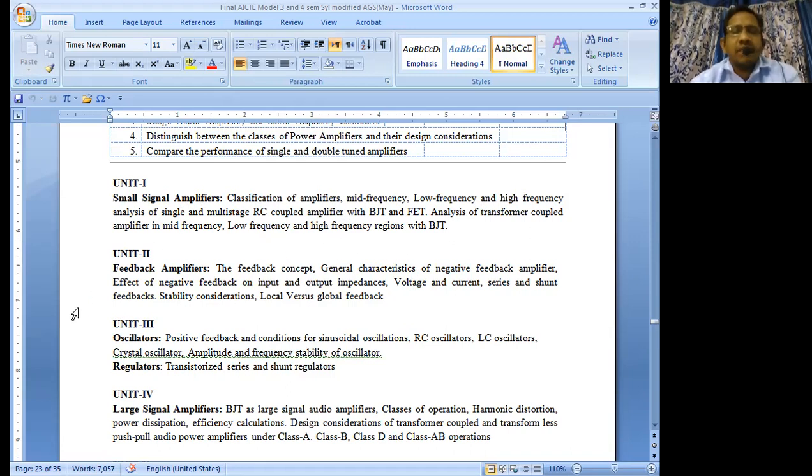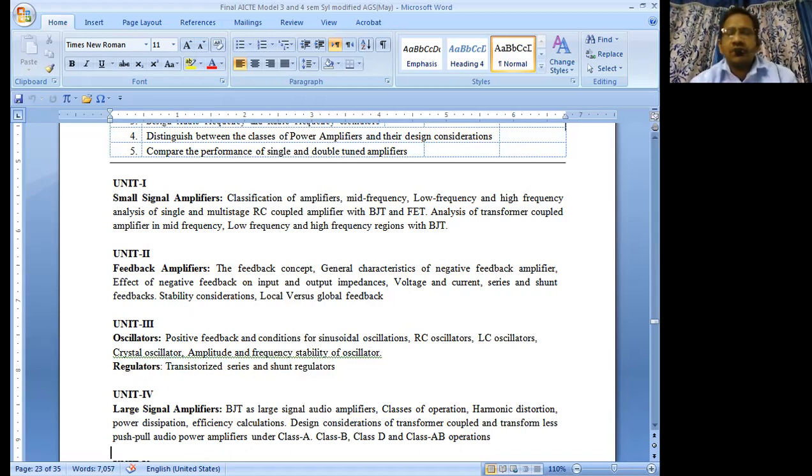And next is feedback amplifiers, feedback connections, oscillators, regulators, and large signal amplifiers. Large signal amplifiers means what? The amplitude swing of the output of the amplifier is going to be really maximum in the case of large signal amplifiers in comparison to small signal amplifier circuits. So this is the basic portion which we have.